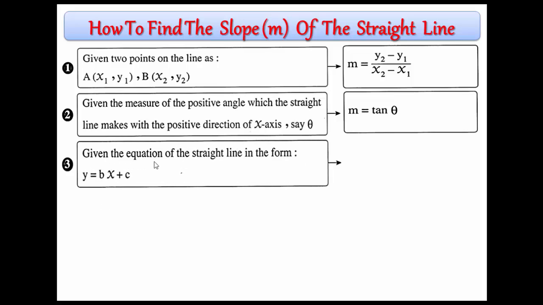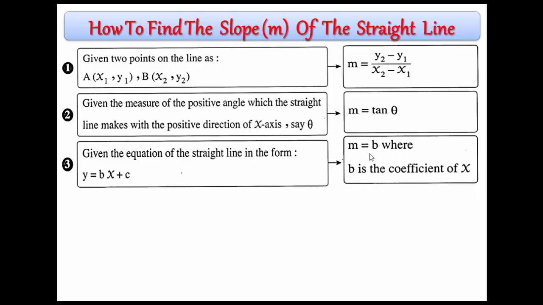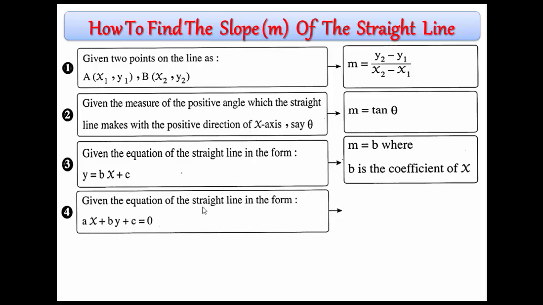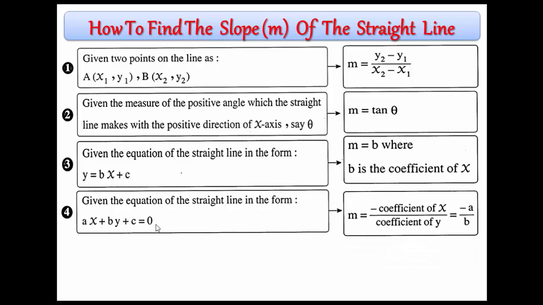The third way, given the equation of the straight line in the form y equals bx plus c, to find the slope from this equation you should use this law: m equals b, where b is the coefficient of x. Here b represents the slope. Given the equation of the straight line in the form ax plus by plus c equals 0, the slope here is negative coefficient of x over coefficient of y, equals negative a over b.